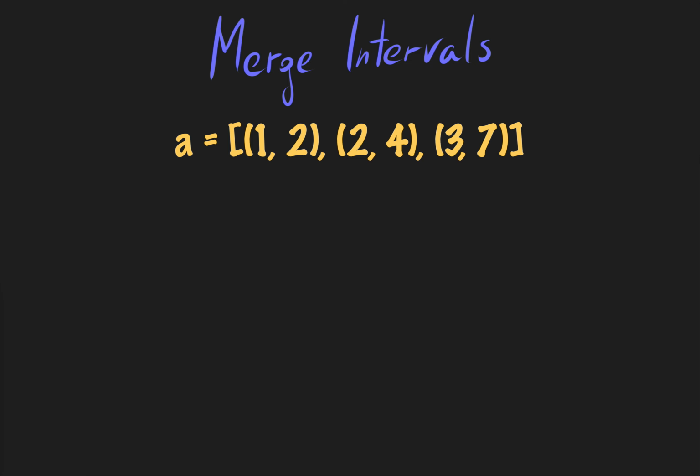Merge interval coding challenge. So here we have an array of tuples, and this represents our intervals. It could also be worded like this: it could be a meeting or a class, right? And we need to construct a function that would merge any overlapping intervals. So our output would be an array of tuples. So we would get 1, 2, and the next one, so these guys overlap, so we have 2 and 7.